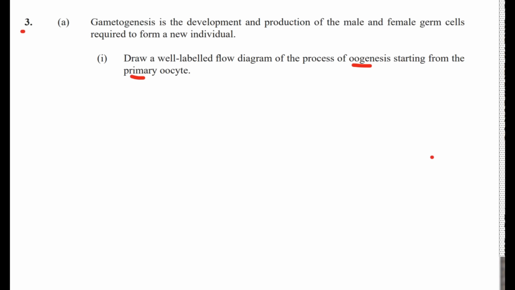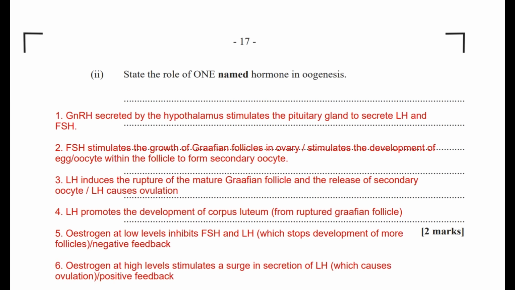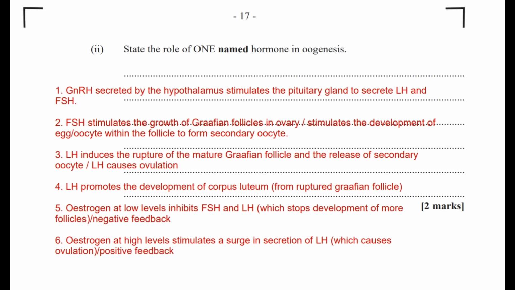All right, so look at the next question here. State the role of one named hormone in oogenesis. Well, I put 6 here, to just name the hormone as 1 mark and state the role as 1 mark. And there's plenty to choose from. You all could just read and see.